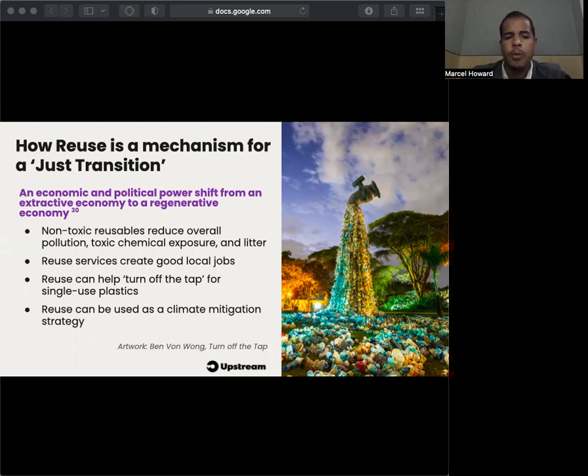And lastly, reuse can be used as a climate mitigation strategy. Over their life cycle, reusables have lower greenhouse gas emissions compared to disposable alternatives. For example, the CO2 impacts of disposable paper, plastic, and bioplastic cups are 3 to 10 times greater than reusable ceramic, stainless steel, and glass. This would directly benefit the communities impacted the most by the effects of climate change, Black and Brown, low-income, and Indigenous communities.